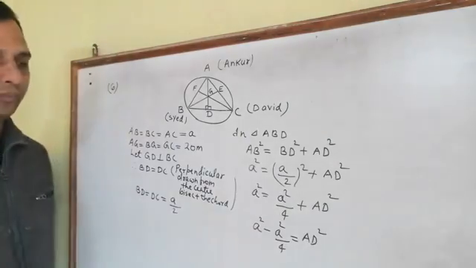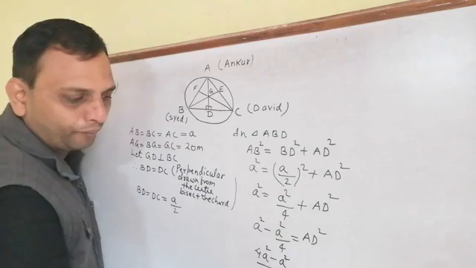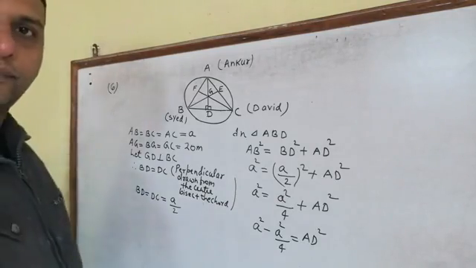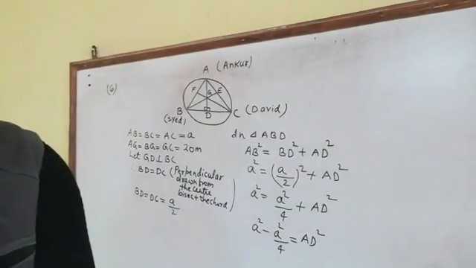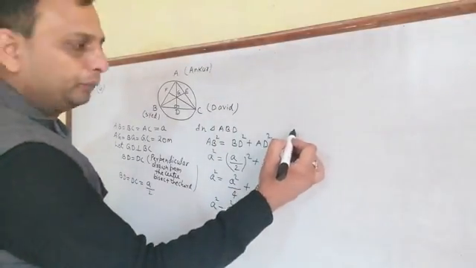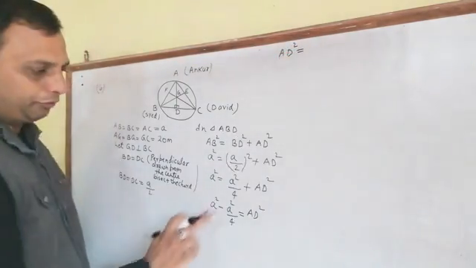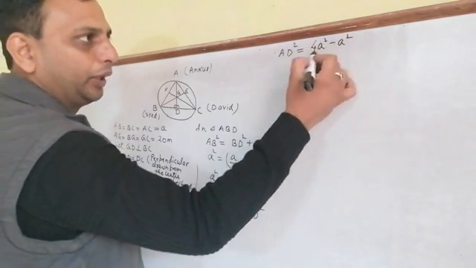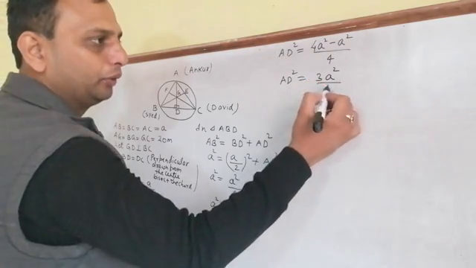Now we will take the LCM here. So 4 will be multiplied with a square. AD square is equal to, after we take the LCM, 4a square minus a square upon 4. So AD square will be equal to 3a square upon 4.